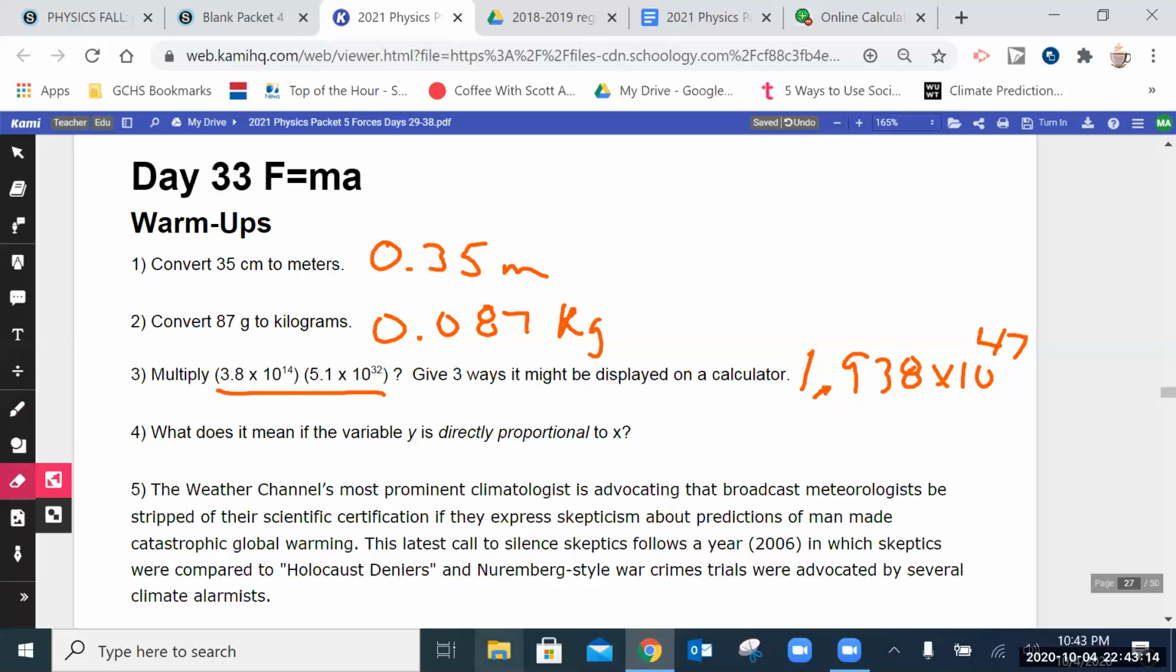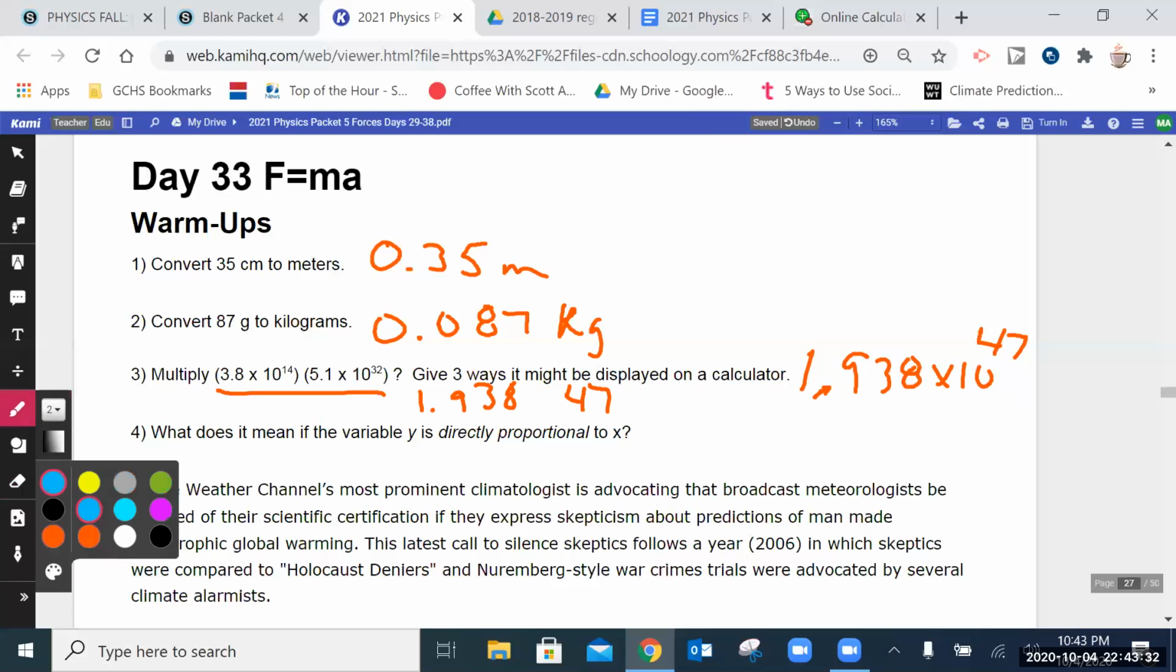Now, three ways that it might be displayed on your calculator. It could be 1.938E with a 47, or maybe it has it without the E, just a space, or maybe it has a little tiny times 10 there.